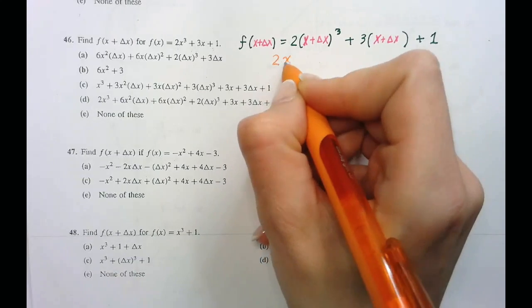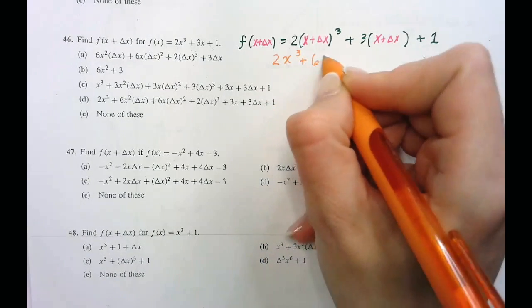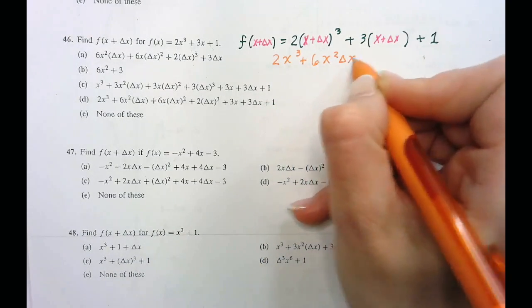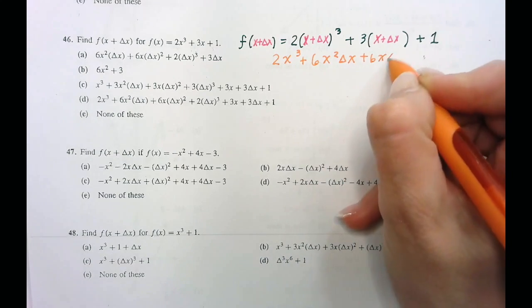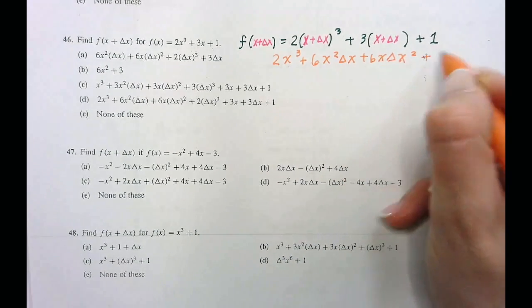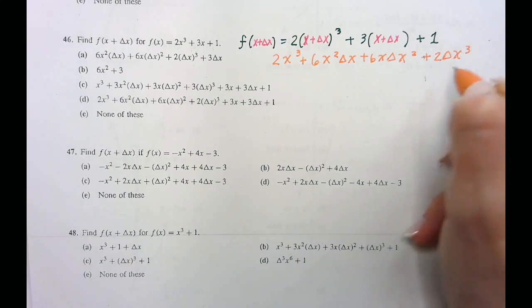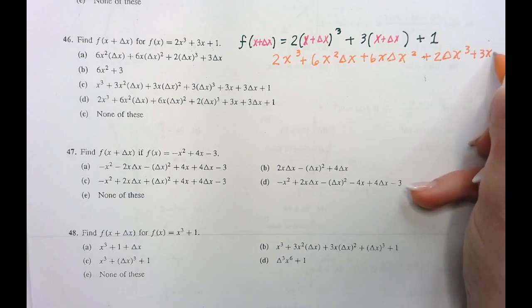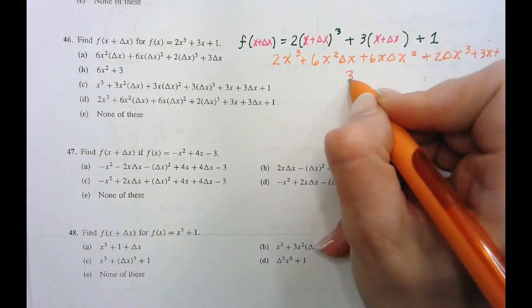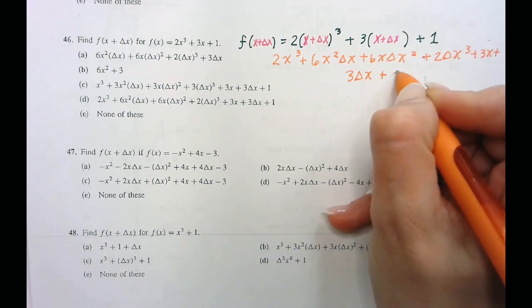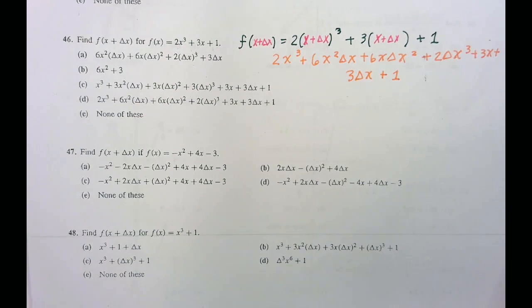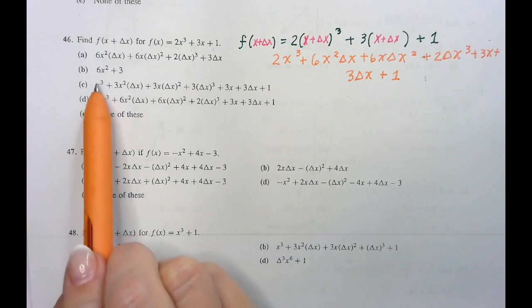So 2x to the third, plus 6x to the second delta x, plus 6x delta x to the second, plus 2 delta x to the third. Distributing some more, plus 3x plus, running out of room, 3 delta x plus 1. That's it. You're done. Where is that?